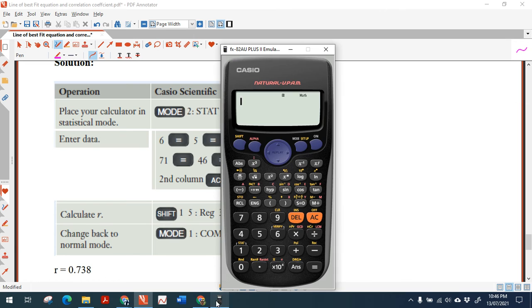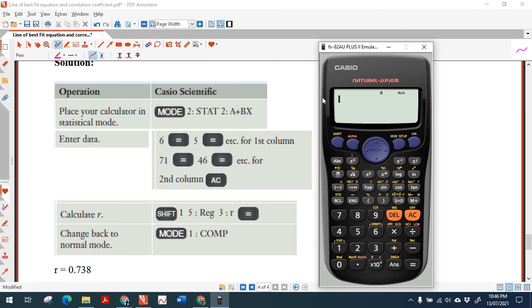So let's have a look. Got my little calculator here. Now we're going to go mode and then 2 to put it in stat mode. Now up here you've got one variable and also you've got A plus BX. Now A plus BX, you've got to think of that as the equation of the line of best fit, and because we want the correlation coefficient, we're going to choose that. So choose 2. Now we've got two columns to put the bivariate data in.